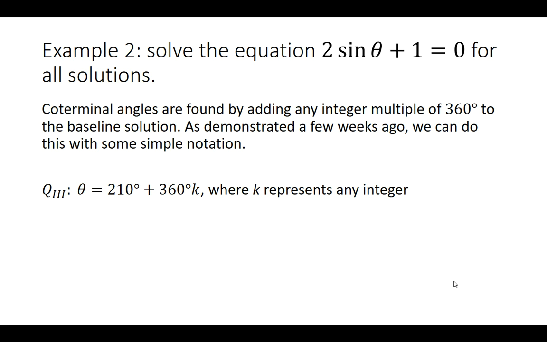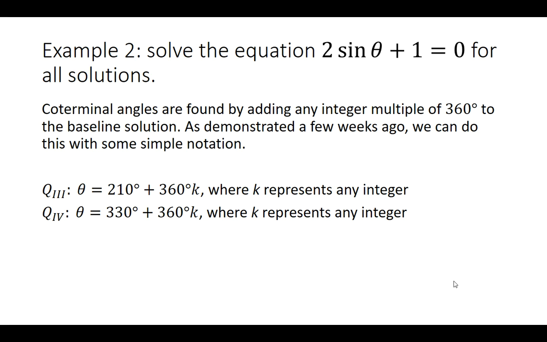For quadrant 3, which was a 210 degree angle, our solution in that direction would be theta equals 210 degrees plus 360 degrees K, where K is any integer. Our quadrant 4 solution, theta equals 330 degrees, becomes theta equals 330 degrees plus 360 degrees K, where K is any integer. And that's what you will need to do on your baseline solutions to get all solutions. Just add on the 360 degrees times K, where K is any integer.